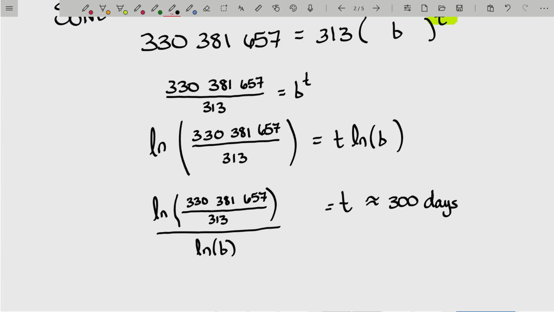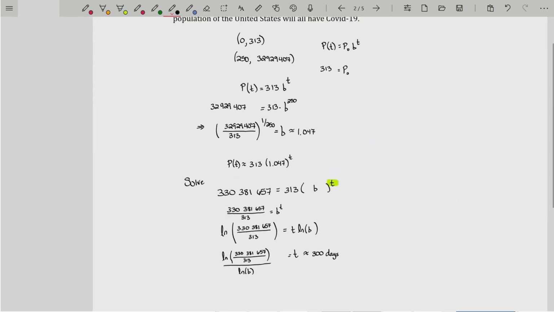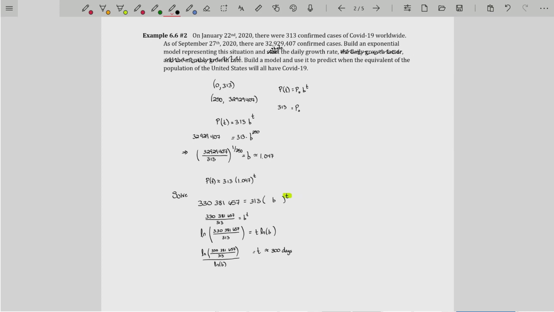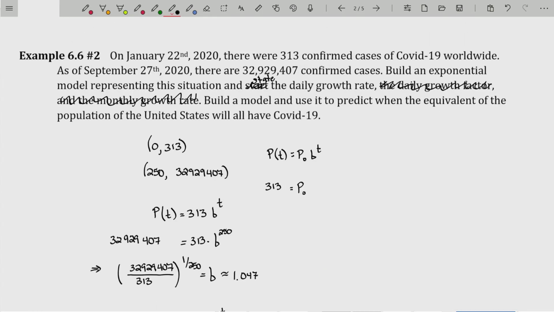So 300 days. So roughly 300 days after January 22nd. So that's not too long. Roughly about 2 months less than a year. So maybe around Thanksgiving. November 27th, somewhere around there. Probably around Thanksgiving, where, according to this model, there'll be the equivalent of the United States population that have been confirmed with COVID. So you can expect that style of problem when you're dealing with exponential models.